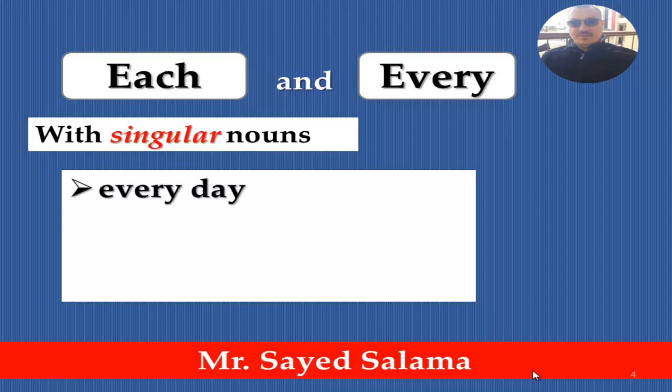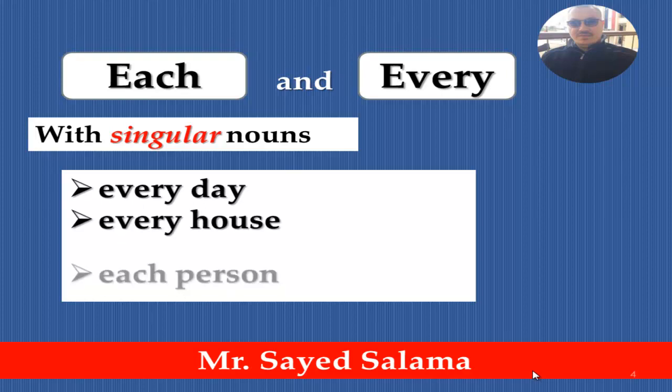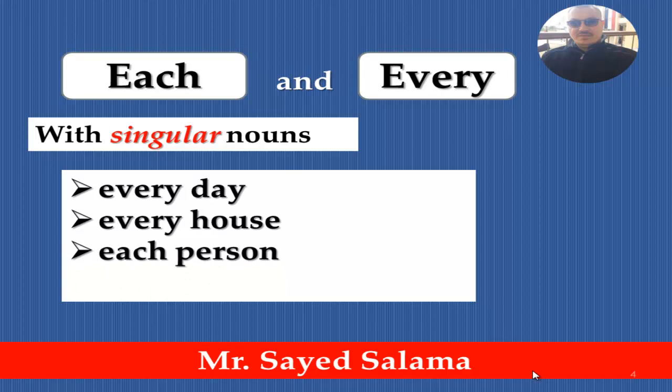For example, you can say every day. You can say every house. You can say each person and each cat. So day is a singular noun, house is also a singular noun, person and cat are singular nouns. So they are similar because both of them are used with singular nouns.